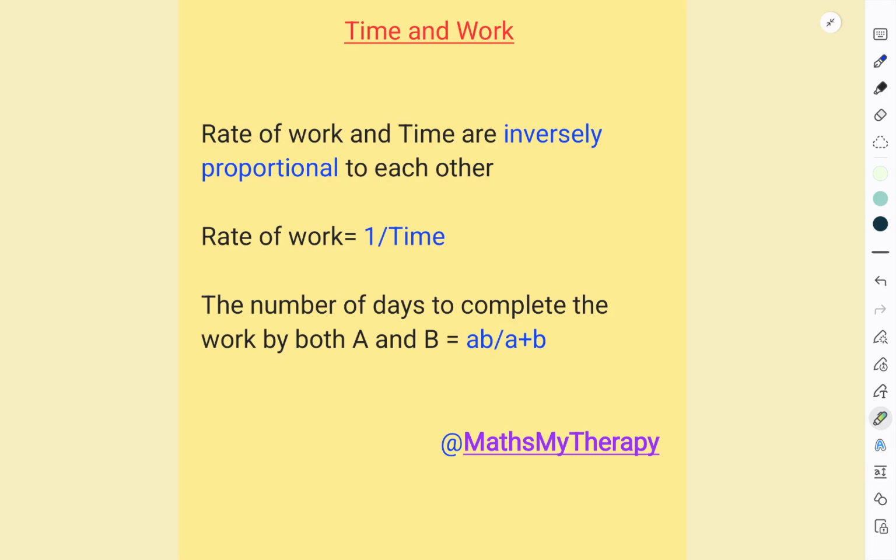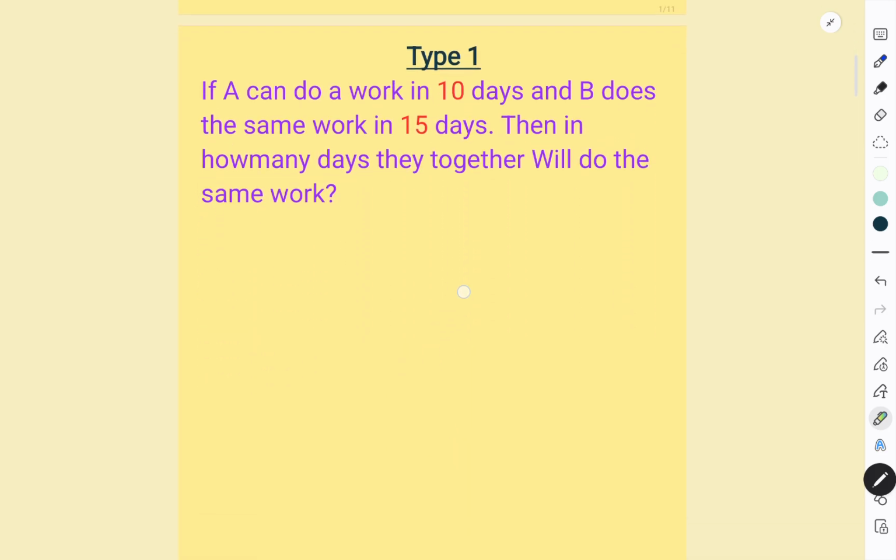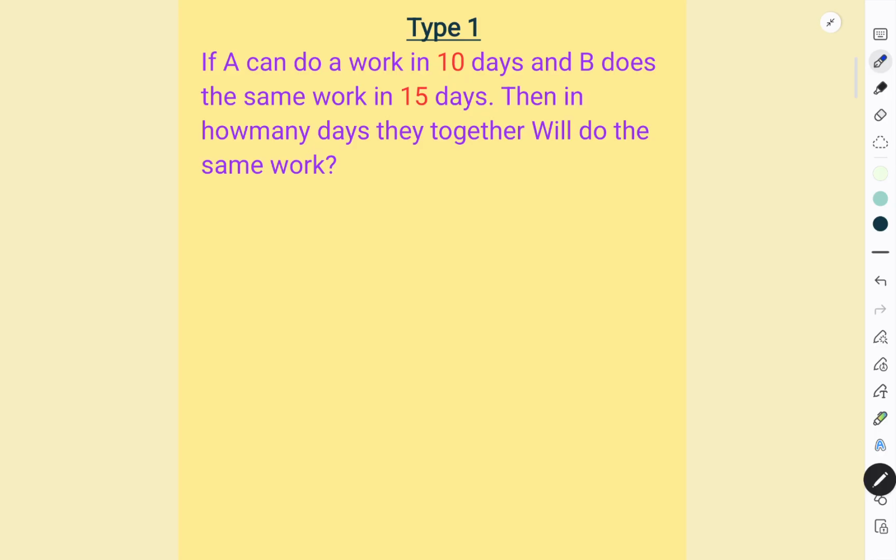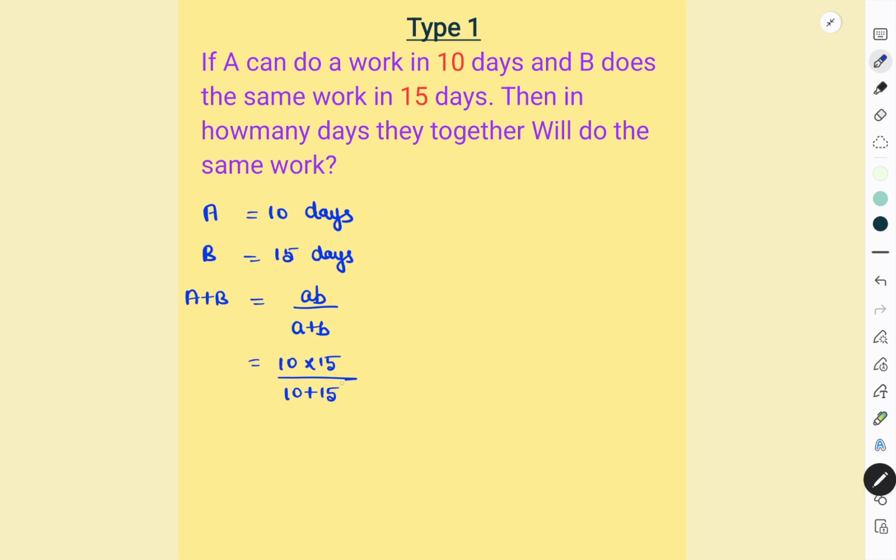Now we are going to see the practice sets. First set, first problem. If A can do a piece of work in 10 days, and B does the same work in 15 days, then A and B together can do the same work, means A plus B. Formula is AB divided by A plus B equals 10 into 15 divided by 10 plus 15, which is 150 divided by 25. Cut this, we get 6. So 6 days. This is the answer.